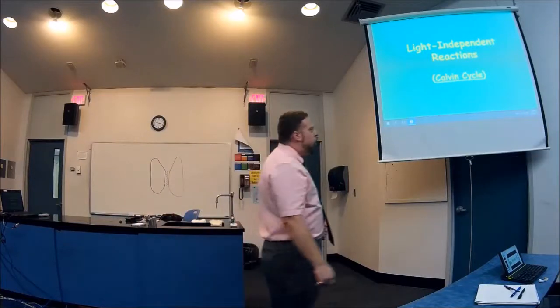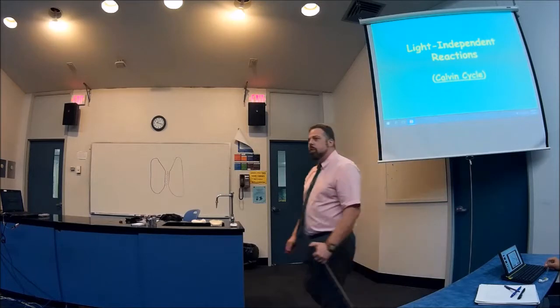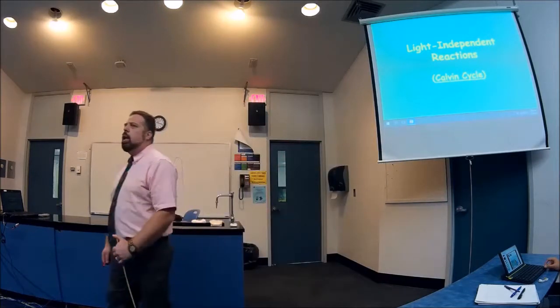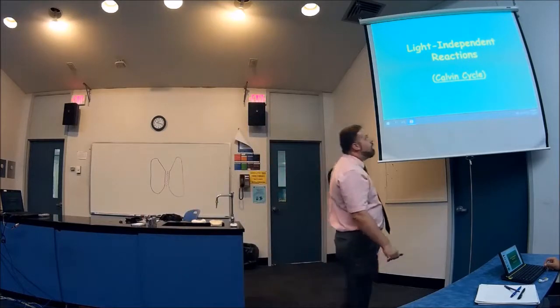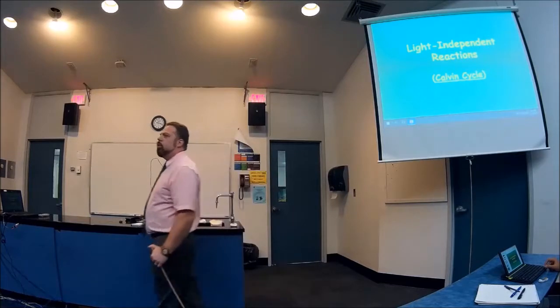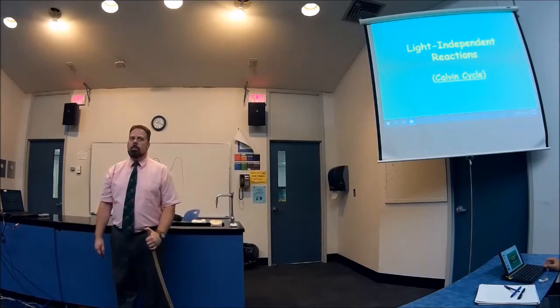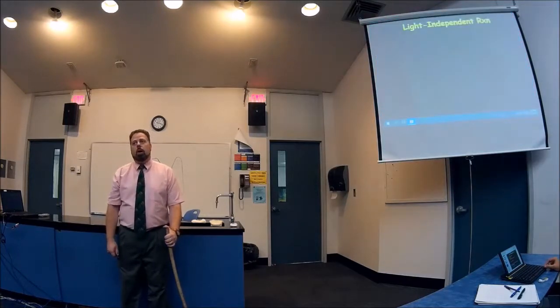All right, so that's the first part. That's called the light-dependent reactions, also referred to as the light reactions. Now we have the second part of photosynthesis, and that's the light-independent reactions, also referred to as the Calvin cycle. Okay? When they just say light reactions, they're just referring to that first part.